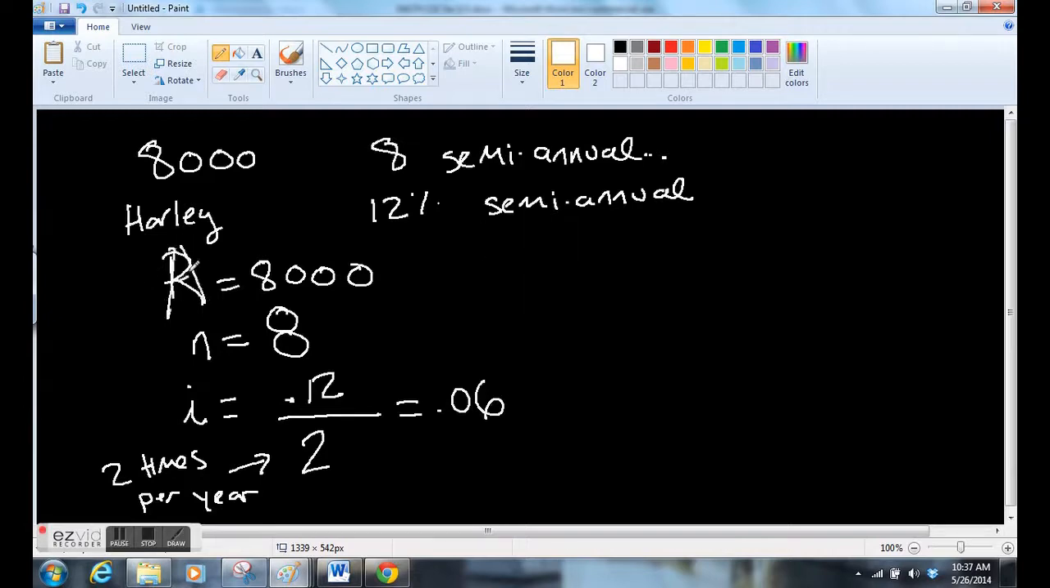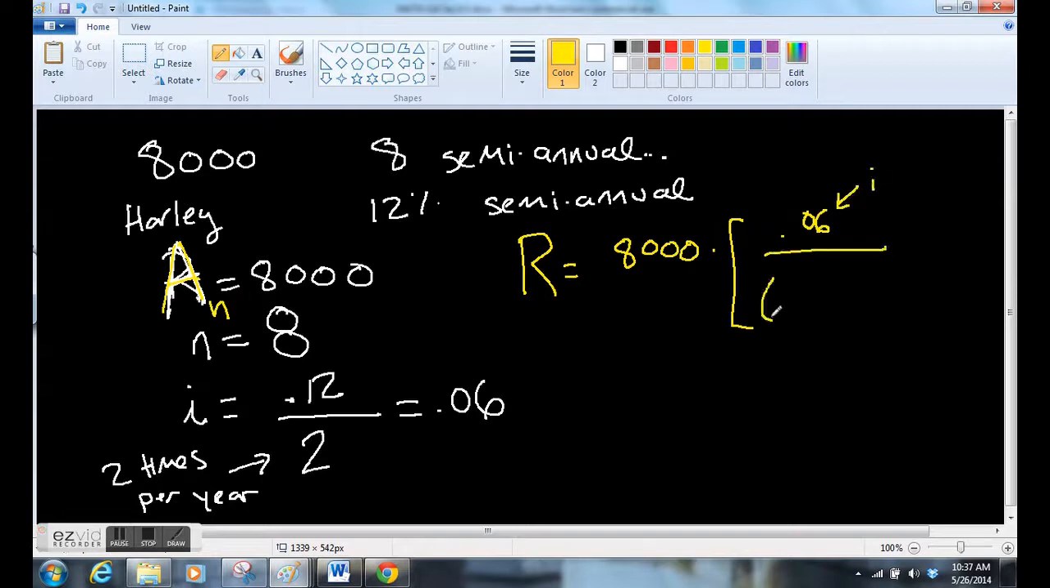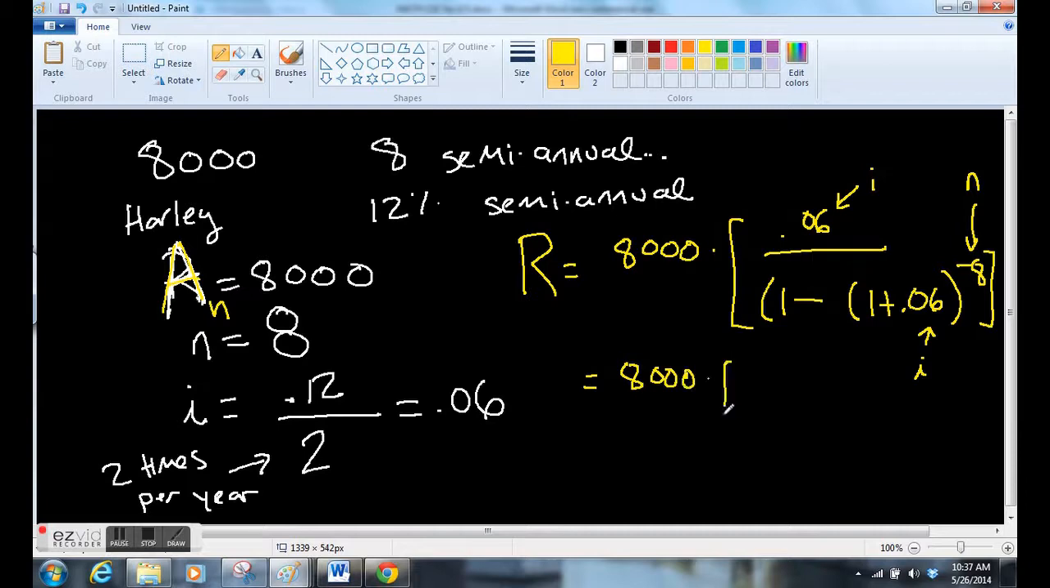Sorry, I said R here. That's A_N. R is equal to A_N times i divided by 1 minus (1.06) raised to the negative 8. So 8,000 times 0.06, which is i on the top, divided by 1 minus 1.06 to the negative n, where i is 0.06 and n is 8. This is all equal to $8,000 times this whole piece, which equals 0.1610.